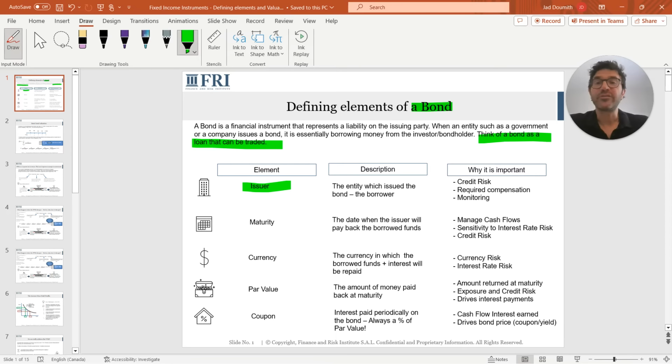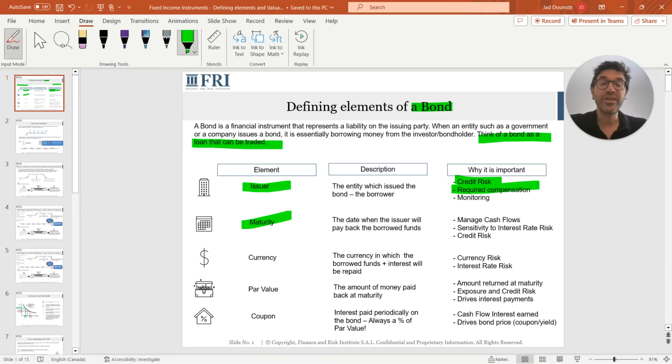And contrast lending money to a AAA rated government with lending money to a CC rated company in an emerging country, for example. Obviously, credit risk is not the same. The safer the issuer, the lower the credit risk, and by extension, the lower the required compensation, the required rate of return that is demanded by investors to accept to buy those bonds. So knowing who the issuer is is of course of fundamental importance.